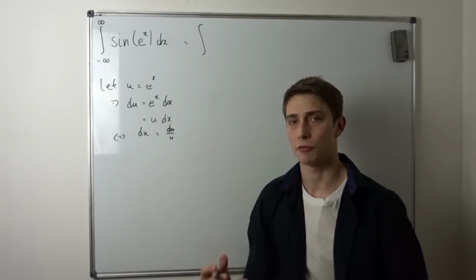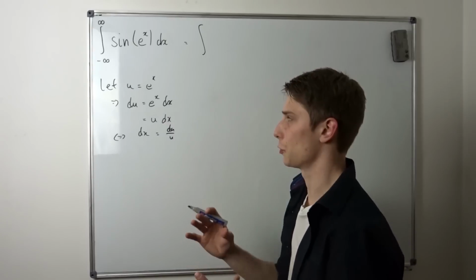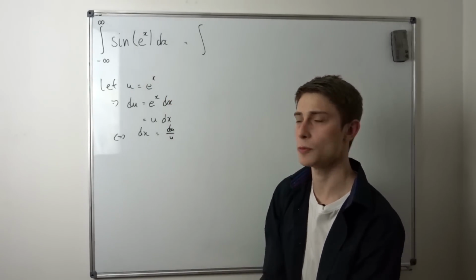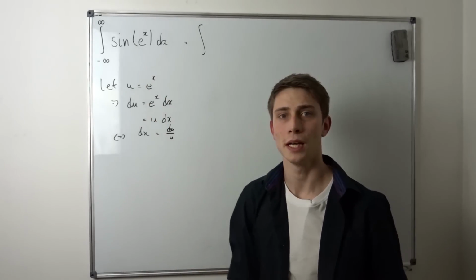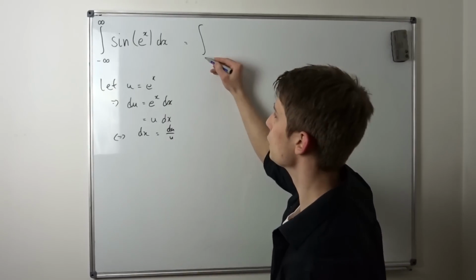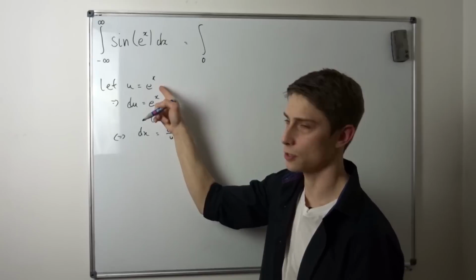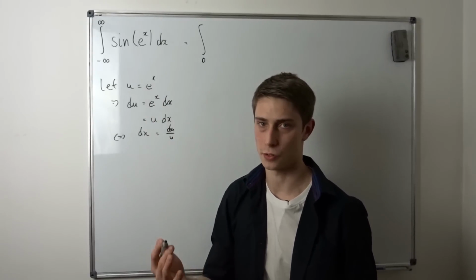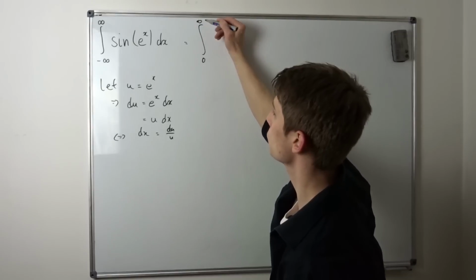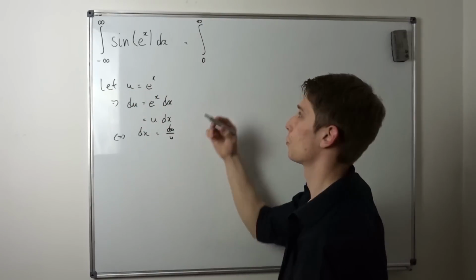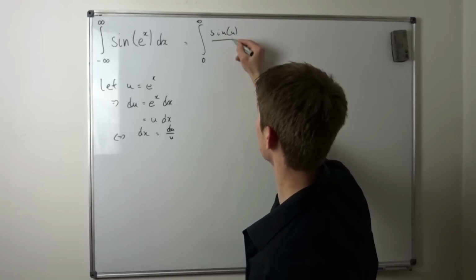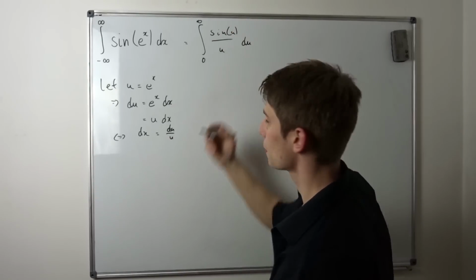So we now have to find our upper and lower boundaries. If we plug minus infinity into this x right here, that means u is equal to e to the minus infinity, so that's 1 over infinity, and that goes to 0. And if we plug infinity in here, then u just goes to infinity, because e to the infinity is just infinity. Now we can plug all of this information in. What we end up with is the integral of sine of u over u du.